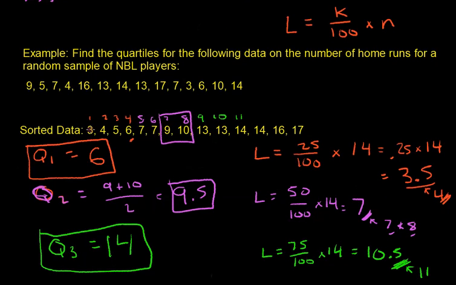So you could interpret these and say, well, 25% of the players have less than 6 home runs. 50% of the players have less than 9.5 home runs, and also 50% have more than 9.5 home runs. That's the median. And lastly, you could interpret the third quartile as saying 75% of the players have less than 14 home runs. You could switch it up and say, because 75% have less than 14, that means that 25% have more than 14 home runs.